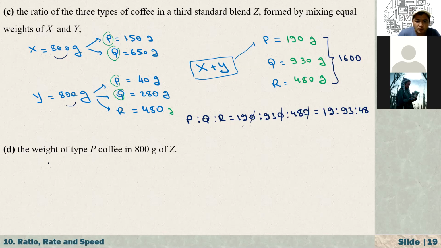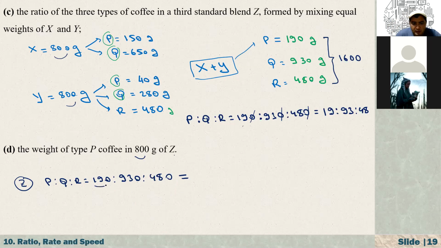Now in the question, the weight of type P coffee in 800 grams of Z, right? So what is Z? Z is given by P to Q to R. The original ratio is 190 to 930 to 480, and the total weight here is 1,600. How about if I divide all numbers by 2? Because we know that in a ratio, if we divide all numbers by the same number, the ratio does not change. It remains unchanged.